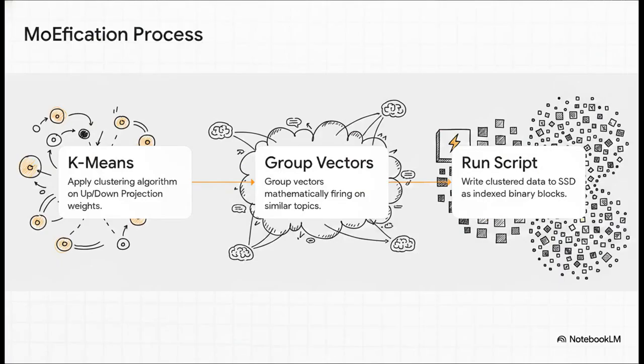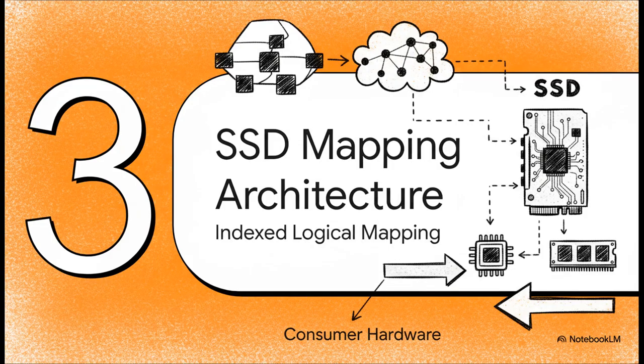Here's how that actually builds out mathematically. First step, we apply a k-means clustering algorithm to the columns of the model's up and down projection weights. Step 2, we group the vectors that mathematically fire together on similar topics into semantic clusters. And finally, step 3, we run a conversion script to write that data out as indexed binary blocks. Basically, you end up with a highly organized point cloud where semantically similar weights live right next door to each other. All right, Section 3, SSD data mapping architecture.